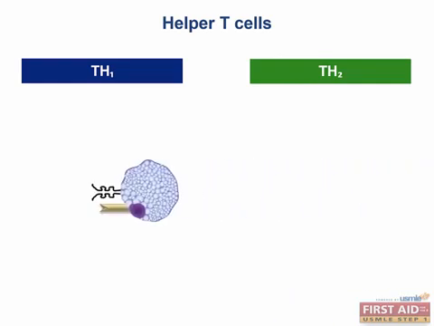Alright, so let's review Th1 cells. Which other immune cells do they stimulate? Primarily macrophages, as we see here, and B cells. They induce class switching to make IgG.